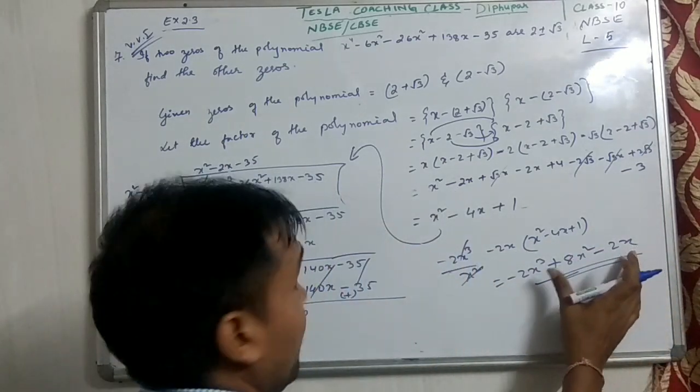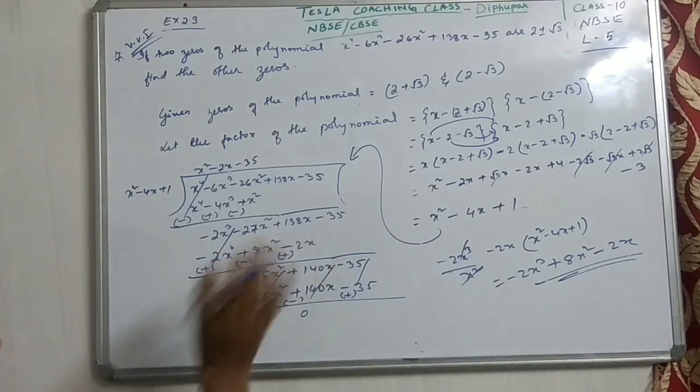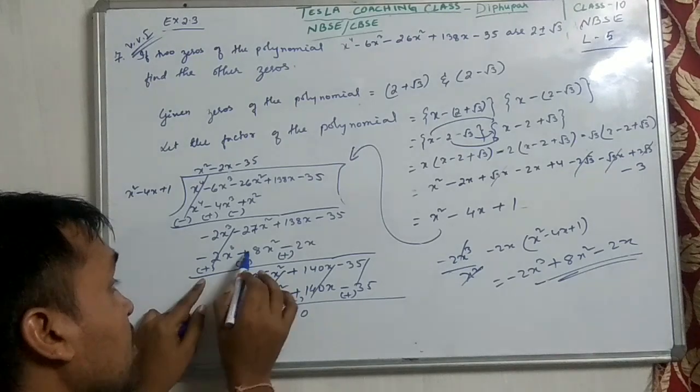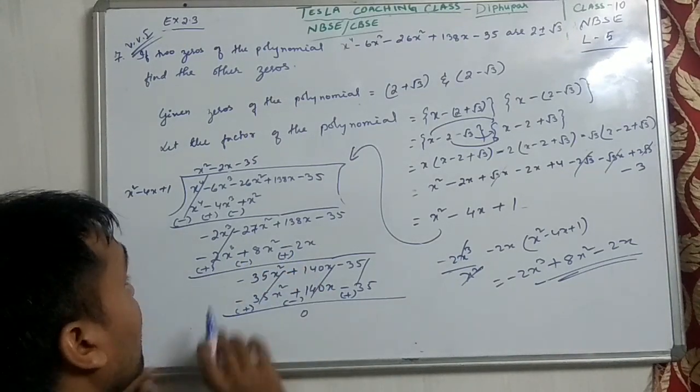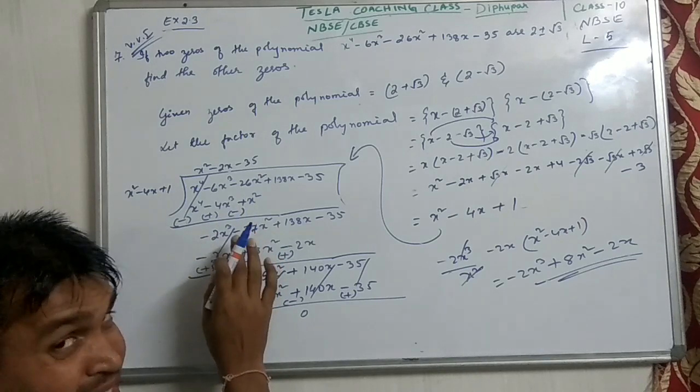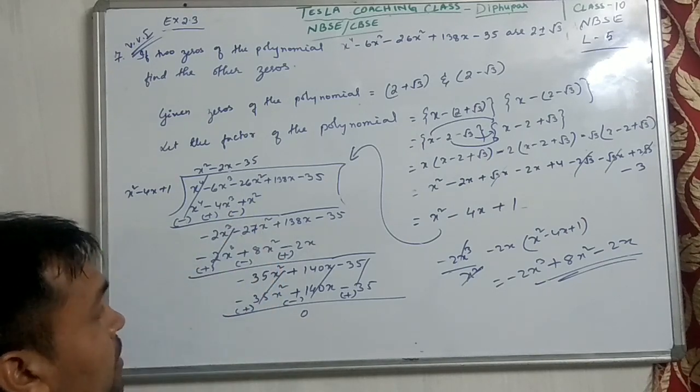So after multiplication we got this, so we have written it here. Now we are going to change the sign. This is minus, so we have written plus, plus, minus, minus, plus. So you see 2x cube plus, and this is minus 2x cube. Both are the same but opposite in sign, so we have cancelled it.